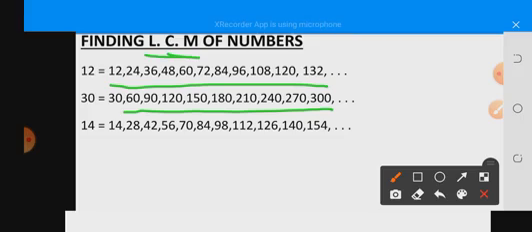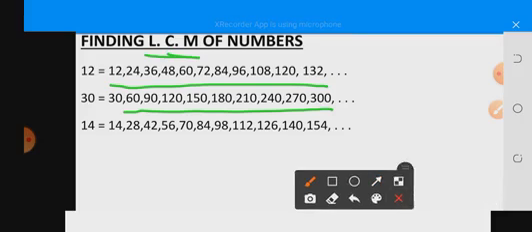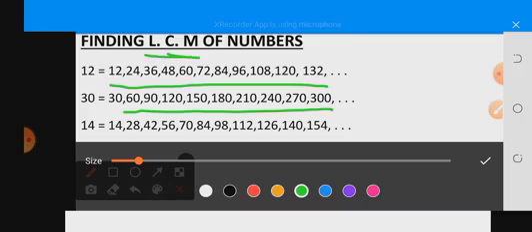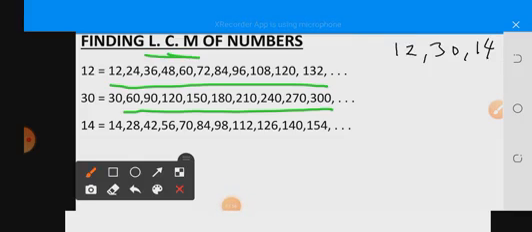Now if we are to find the LCM of 12, 30 and 14, as we did in the first clip, this is how we go about it. You write out the numbers: 12, 30 and 14. I told you we'll divide these numbers using prime numbers.